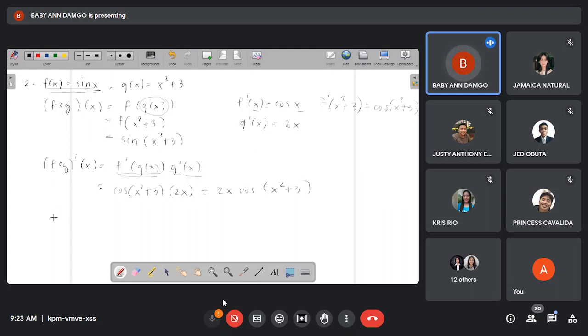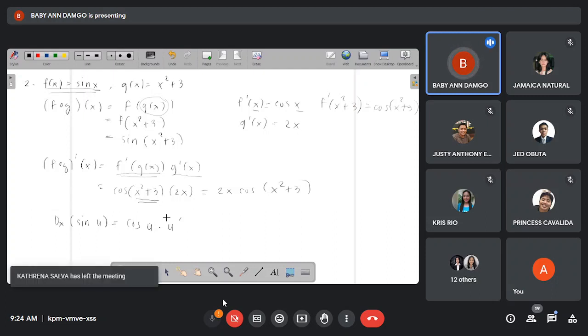Okay, so mauni ang idea po sa chain rule sa sin x. So, kung naa kay derivative sa sin u, so ang idea ni this is just equal to cosine u times u prime. So, sa kaning example, ang u ninyo diri is ang x squared plus 3. So, mauni. Then, ang derivative sa x squared plus 3, so ang derivative sa u prime is 2x.